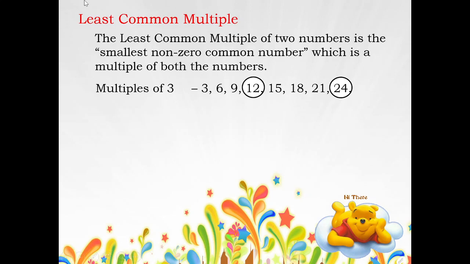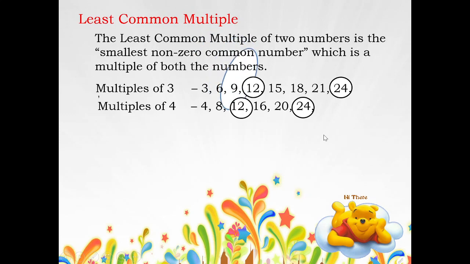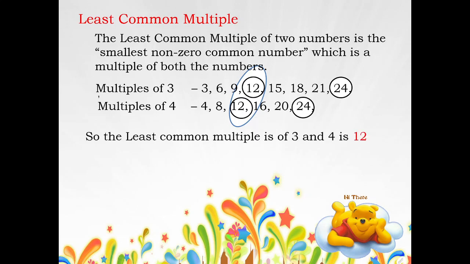Kukunin mo yung pinakamababa or least common multiple. So, meron tayo ditong multiples of 3 and multiples of 4. So, as you can see, the common multiples of 3 and 4 are 12 and 24. Okay? So, nakuha na natin yung common multiple. Ano kaya yung least common multiple? Okay, so we have 12, kasi 12 is the least, pinakamababang common multiple ng 3 and 4. Kung highest naman or the greatest common multiple, 24. So, 12 is the least common multiple of 3 and 4.